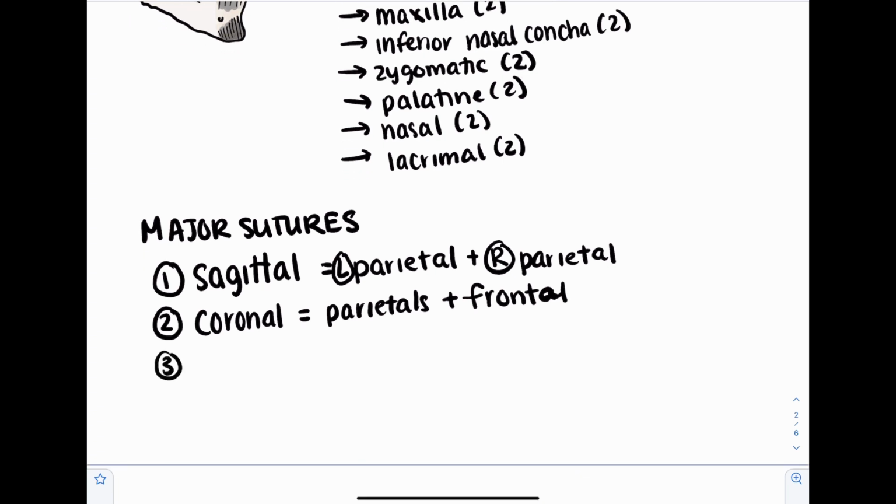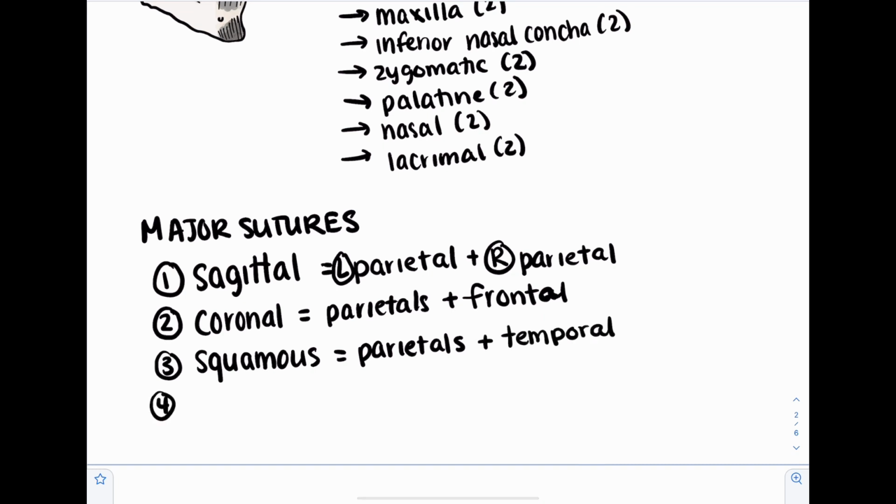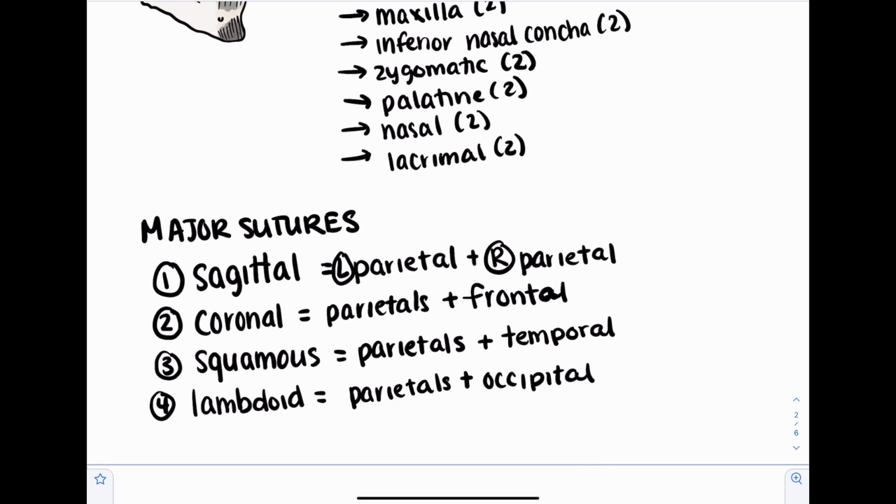The third major suture that you need to know is the squamous, or the squamous, depending on who you talk to, the squamous or squamous suture. And this is where the parietals meet the temporal bone. The last one is the lambdoid, and that is where the parietals meet the occipital. So those are our major sutures.